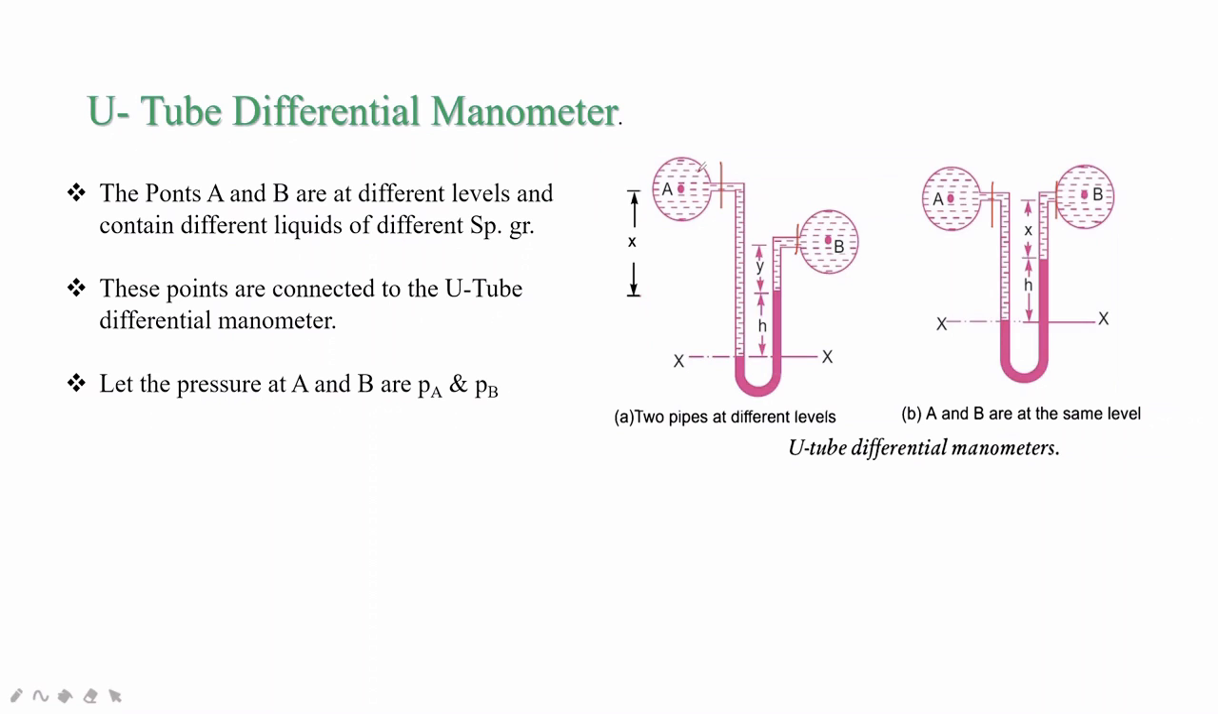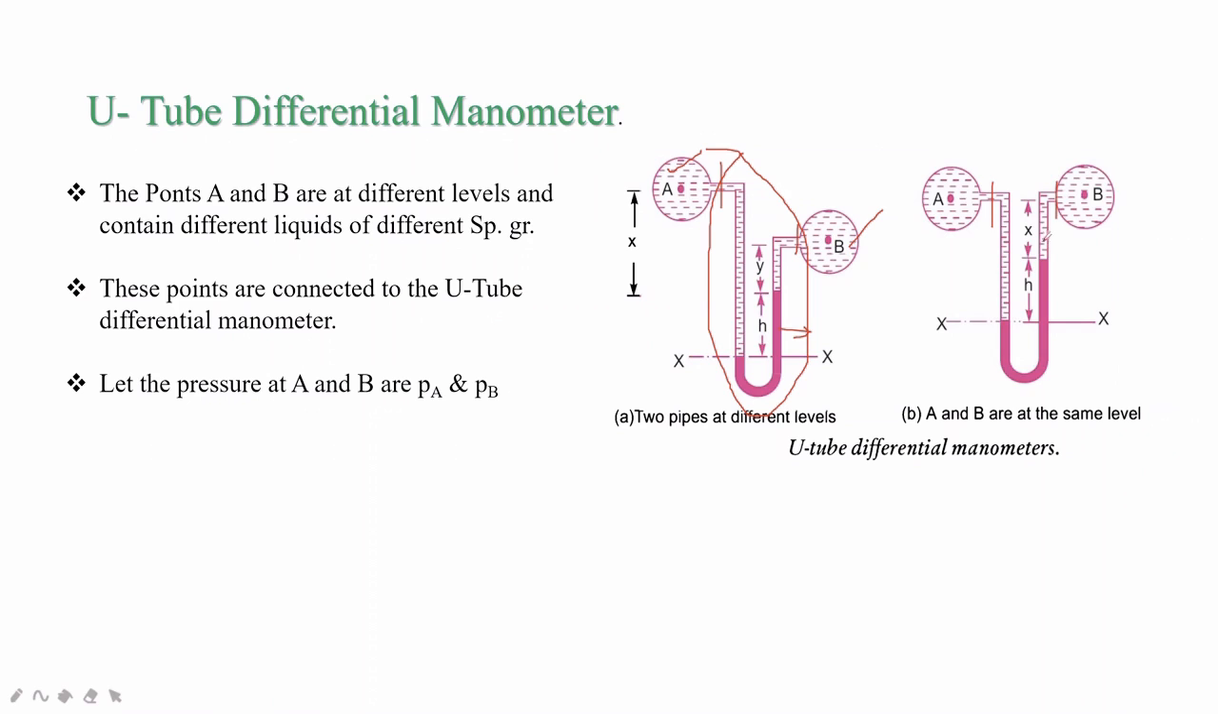In the pressure system A, the liquid will be different, and here the pressure will be different. This is the heavy liquid only. This liquid may be the same or it may be different, that is another case. Now these points where the pressure is to be measured are connected to the U-tube differential manometer. Let the pressure at A and B be PA and PB.